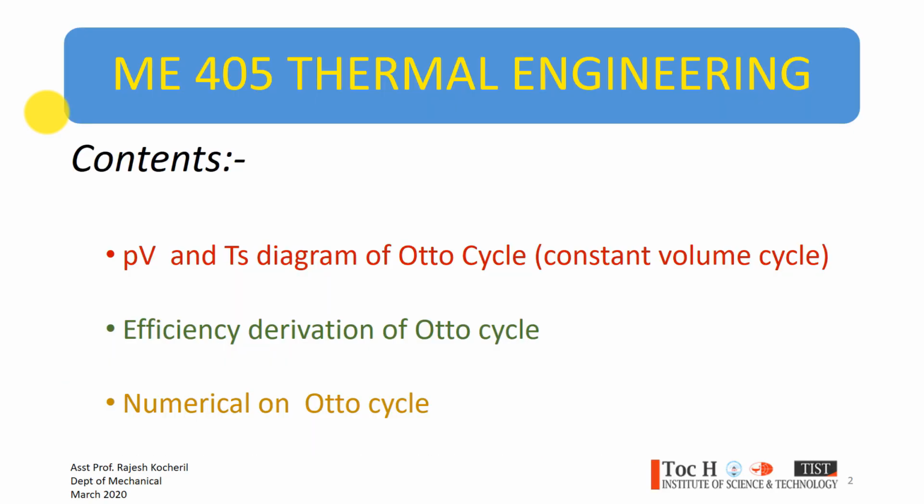The main content of this presentation is the PV and the TS diagram of Otto cycle. Otto cycle is a constant volume cycle. Constant volume cycle means the heat addition takes place at constant volume and heat rejection also at constant volume. And the efficiency derivation of Otto cycle followed by a numerical on Otto cycle.